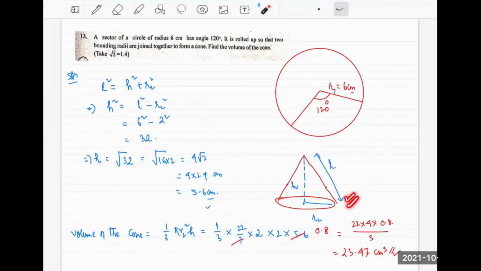Any question? If you get confused, you can ask now. Any question? Anything at all?